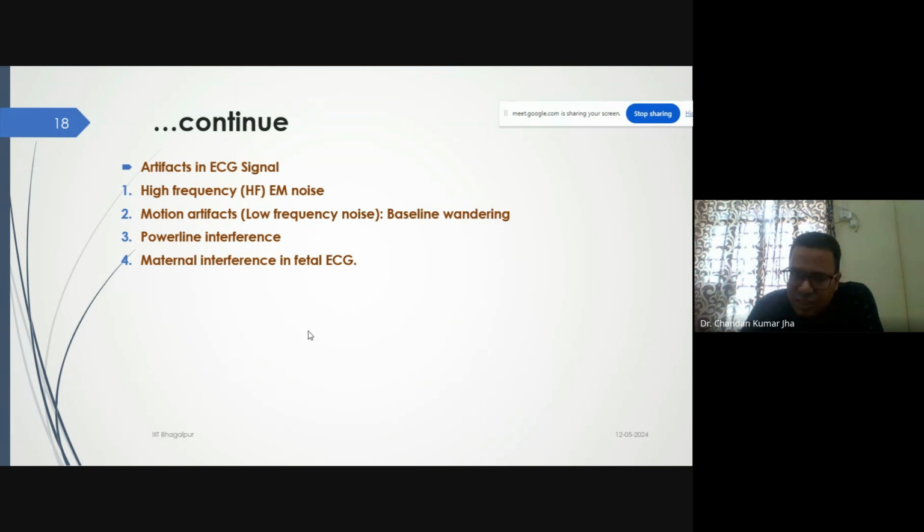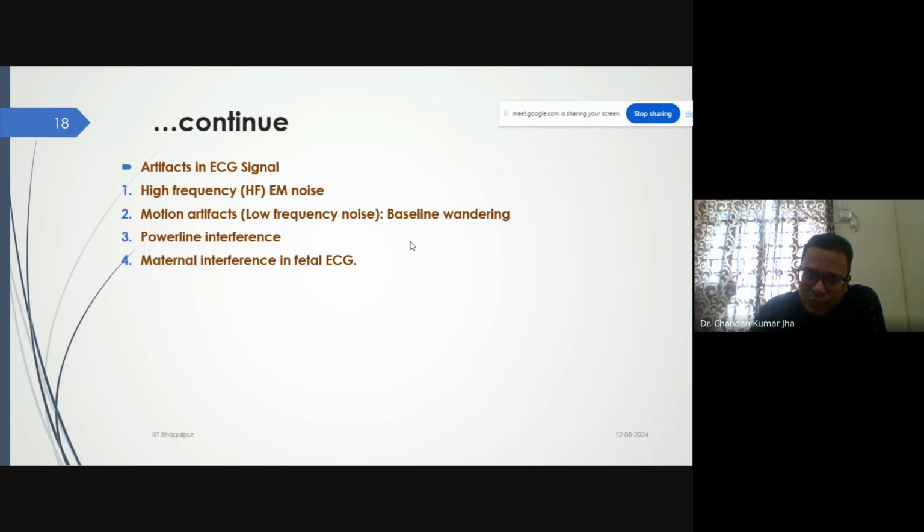If we talk about the artifacts of the ECG signal, they may be high frequency or low frequency. High frequency noise can be introduced due to different electromagnetic sources, like any TV tower, mobile tower, or mobile phone. If during acquisition the ECG is affected by a high frequency source, it will introduce high frequency noise. Now, during the recording, if the patient moves his body, certain low frequency noise may be introduced in the ECG, and this noise is called motion artifacts. A good example of motion artifacts is baseline wandering.